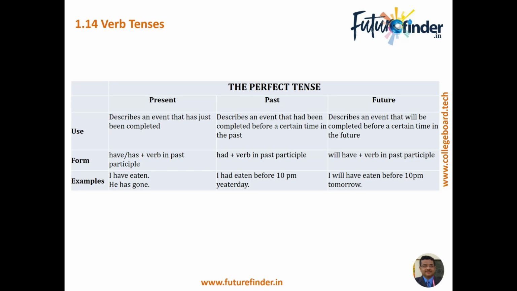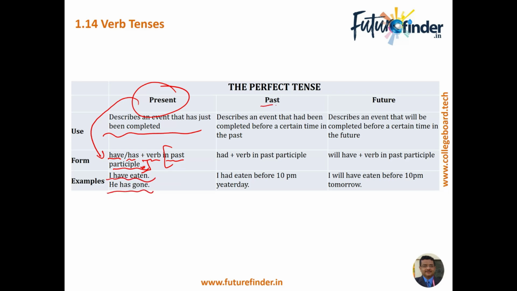The perfect tense is used to describe an event that has just been completed. The form is have or has plus the verb in the past participle. Always, even in the present tense, the actual happening is in the present, but this one is in the past, so a past participle is used. Very important, we are using the past participle. Just in case you have missed what the past participle is, you can go back to that chapter on verbs and you will be able to understand what a past participle is. So examples are: I have eaten, he has gone.